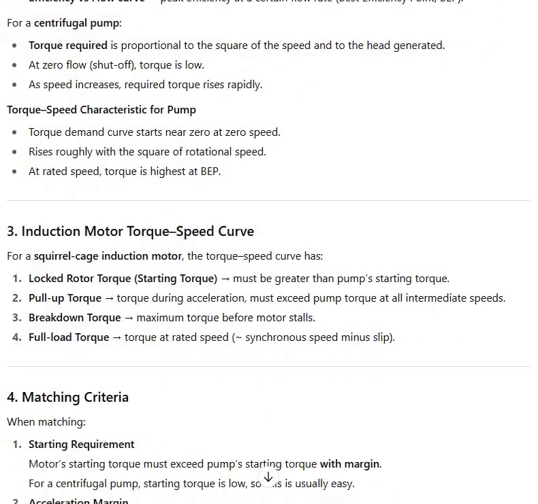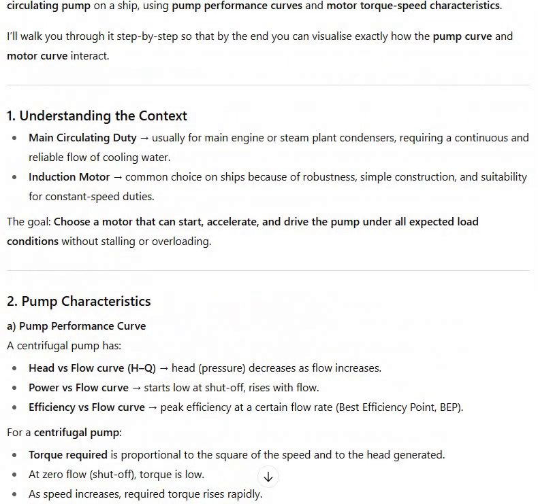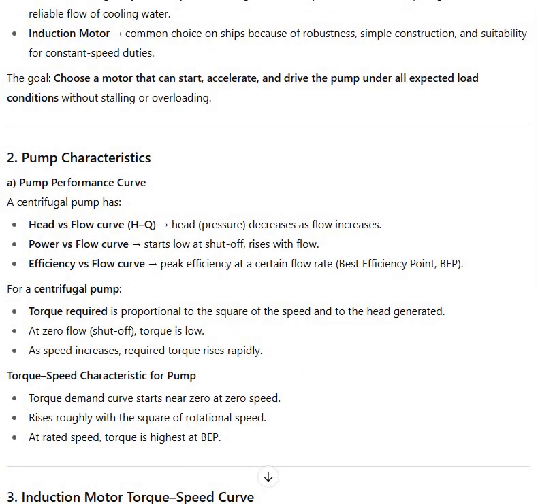So for example, coming to the pump characteristic, for a centrifugal pump, as we all know, there is an HQ curve. The head decreases as the flow increases, and the power versus flow curve starts low at shutoff and rises with flow. Initially, for any centrifugal pump, the common practice is to shut the discharge valve, start the pump, and then slowly open it. So initial current will be low, right? When the system stabilizes, then you slightly open the discharge valve, and there is stability in the current. Then the efficiency versus flow curve.